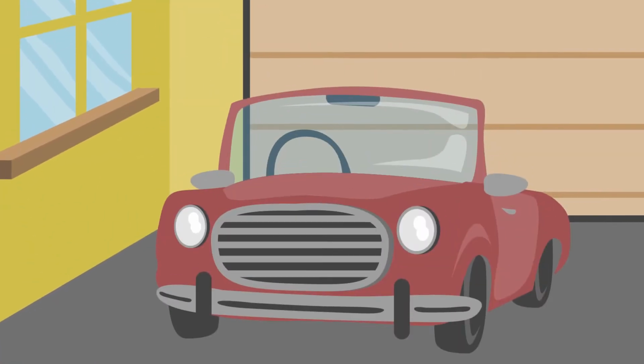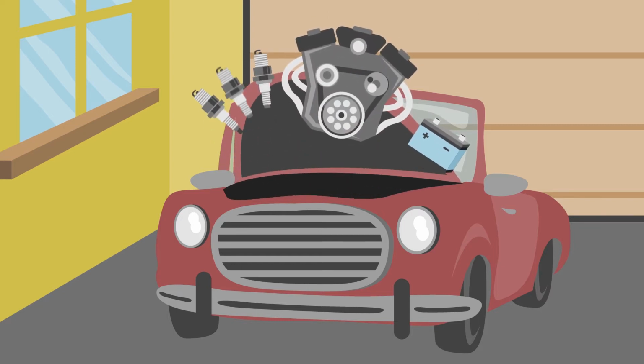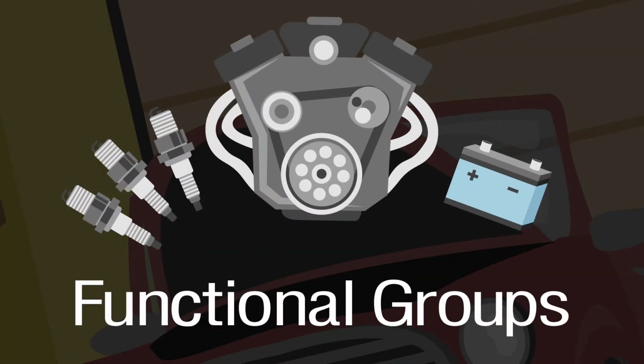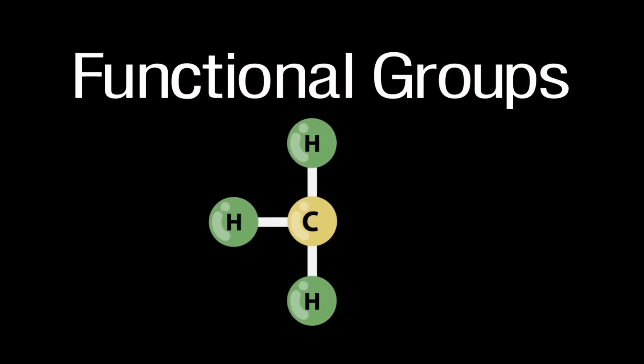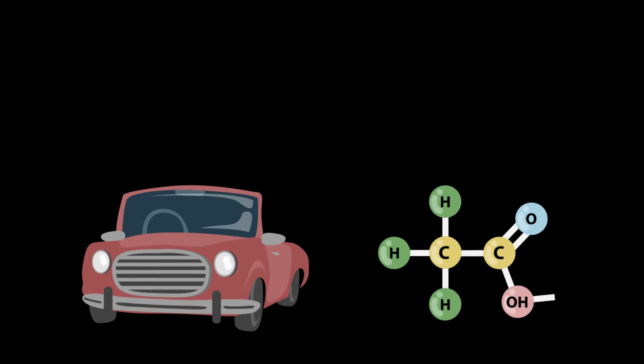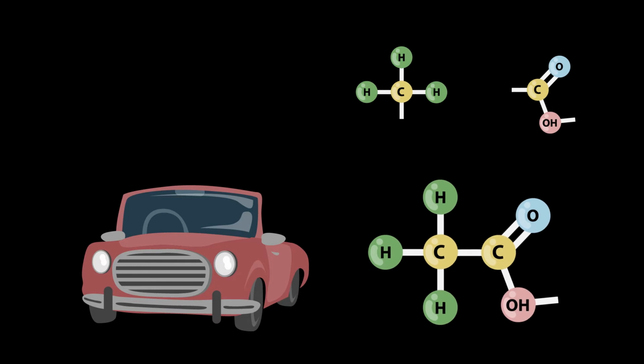For example, inside a car, you can find parts such as a battery, engine, and spark plugs. Chemically speaking, we can think of these parts as functional groups of the car. Now you may be asking, what is a functional group? Well, a functional group consists of atoms or bonds within molecules that are responsible for chemical reactions. In our previous example, the battery, engine, and spark plugs contributed to the characteristics of the car, but in a molecule, various functional groups play the role of individual parts contributing to the molecule as a whole.